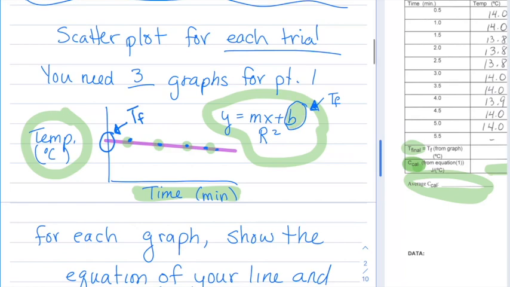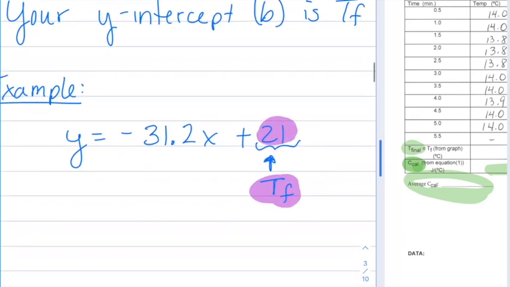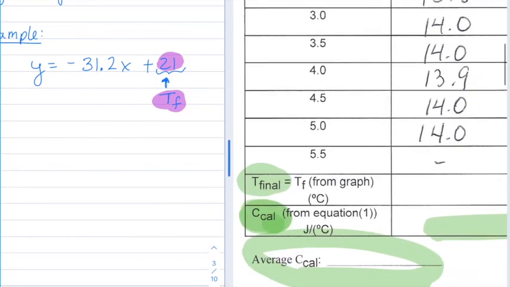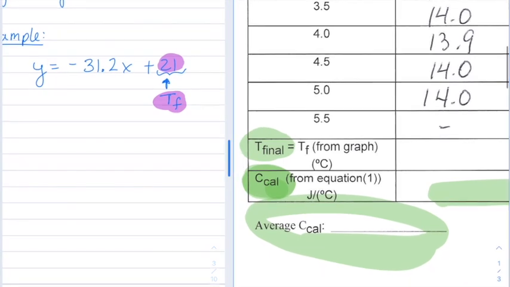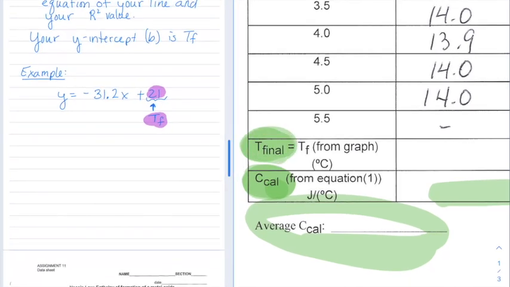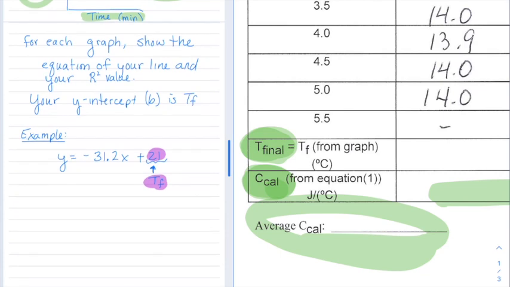So for instance, if you had an equation like the one here, y equals negative 31.2x plus 21, it is that 21 that's your TF. So when it says plus and there's a number, that's the number you're looking for. That's what you'll put into your calculation, and it's also what you're going to put right over here for your T final. That is called the y-intercept for those of you who love your math and algebra. But any questions so far on that graph?